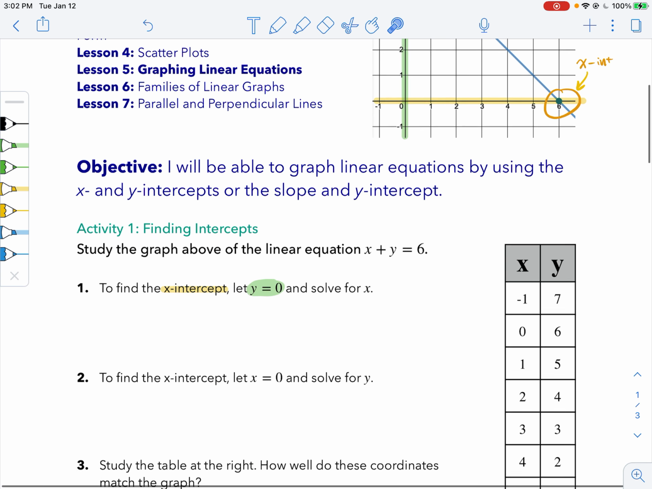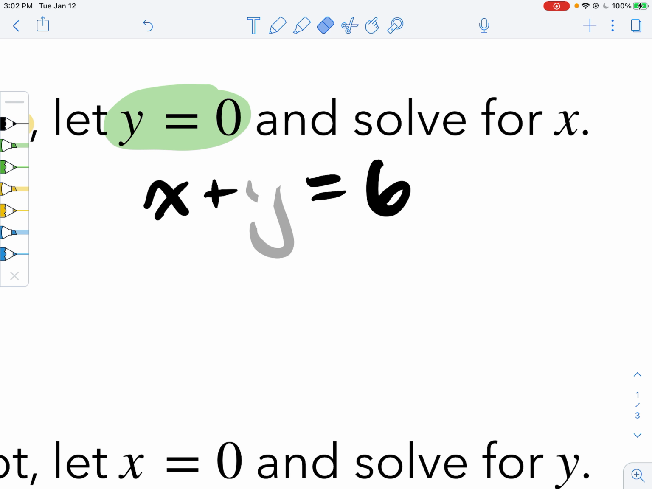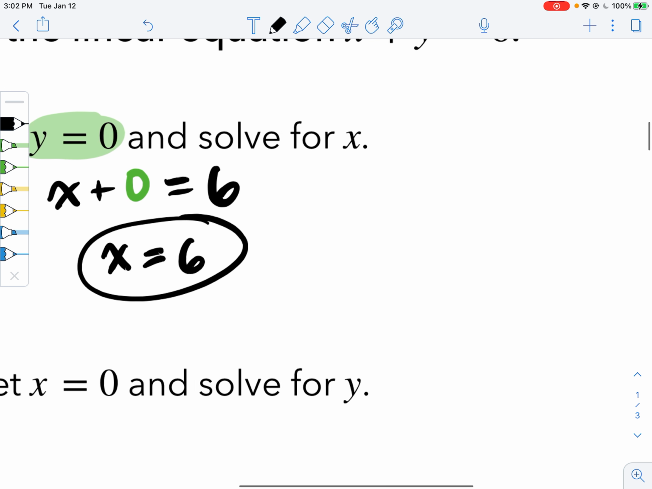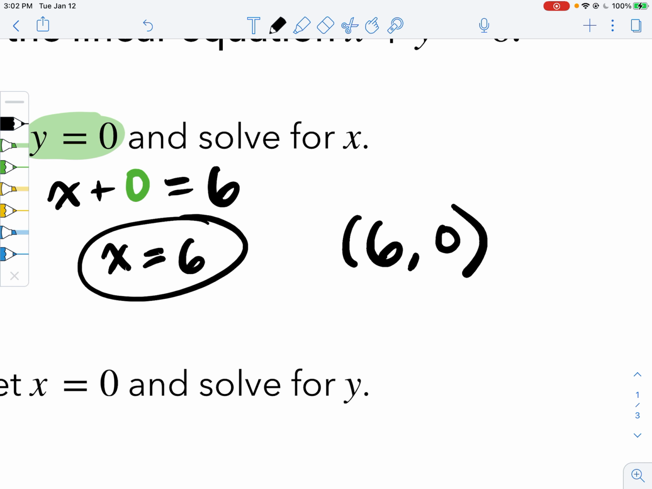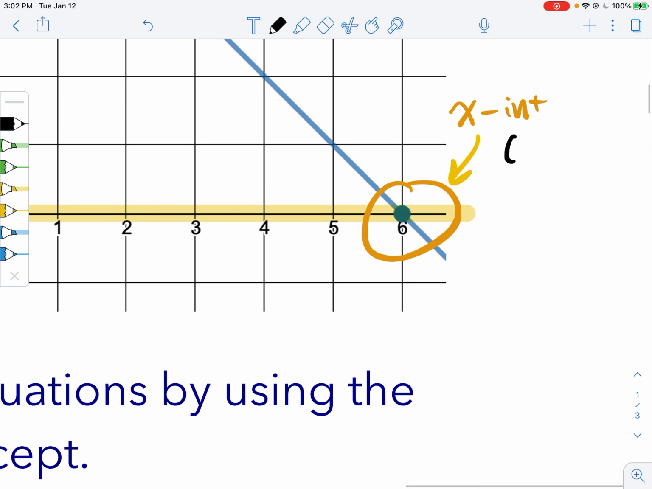So that's what we're going to do. We're going to take our equation, x plus y equals 6, but we're going to let y equal 0. So we're going to substitute 0 for y, and now we'll solve for x. Well, x plus 0, that doesn't do anything, so x equals 6. Nice. So we have an intercept at x equals 6, or rather our point is over 6 up 0. And that should match our graph, right? That is the point (6, 0), because we go over 6, up nothing.